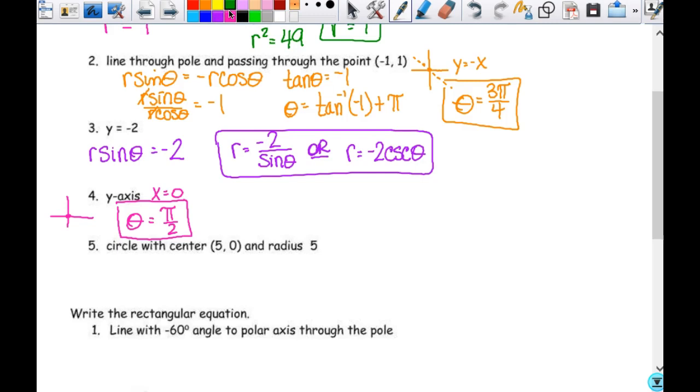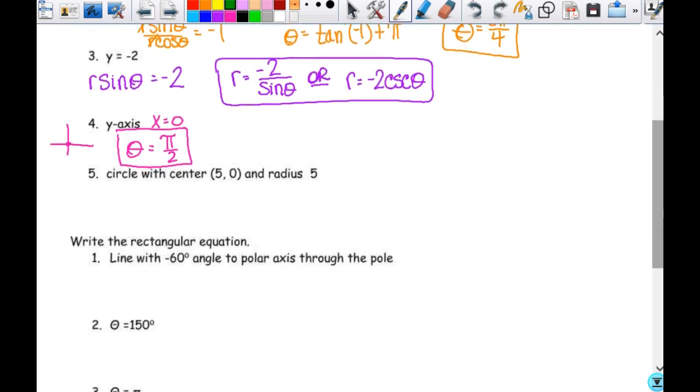So then I have a circle with the center 5, 0, and the radius of 5. So that means in rectangular form, that is going to be x minus 5 squared plus y squared equals 25. So we've been taking it from polar form and putting it into rectangular form a lot, but remember, these are just the inverses. You just do the opposite stuff. So we had to work to get it into this form, so I'm going to take it and get it out of this form.